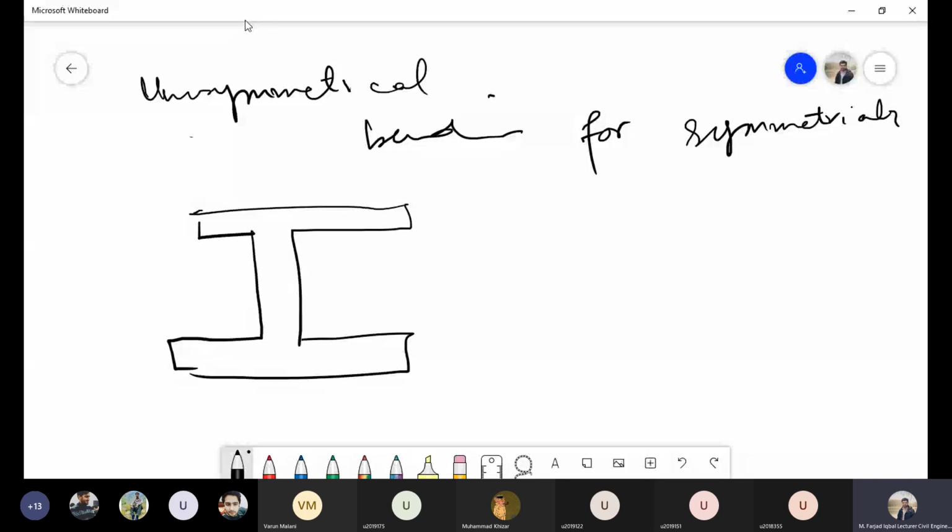And we have to calculate the stress at, suppose, this point A.